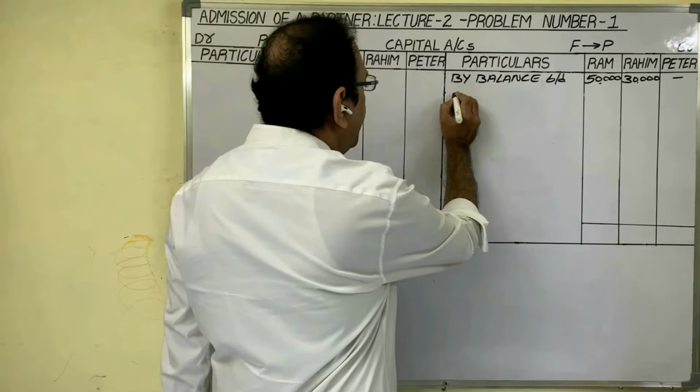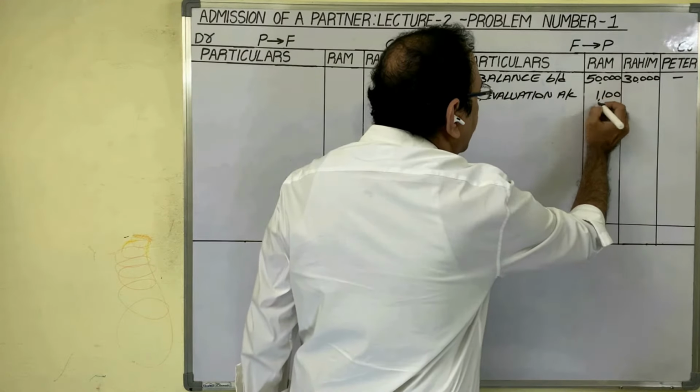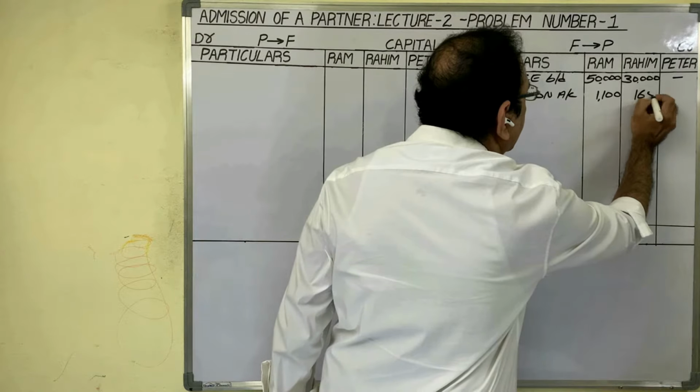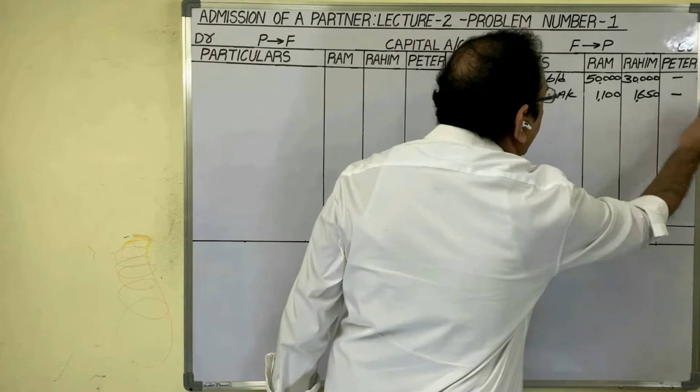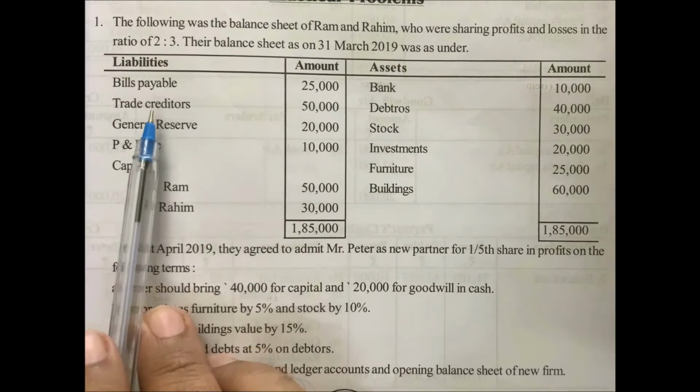Now we are preparing capital accounts. As capital accounts are credited, this entry in capital accounts credit side we have to post. In particulars column, what to write? On the other side, debit side, we wrote revaluation account. Now write down that by revaluation account. In Ram column 1100, in Rahim column 1650, for new partner nothing. Next, we have to observe whether any accumulated profits are given under liability side of old balance sheet.